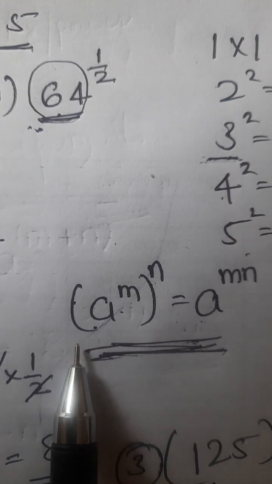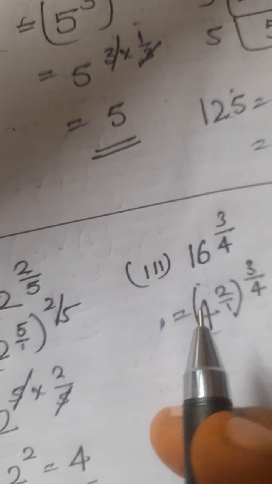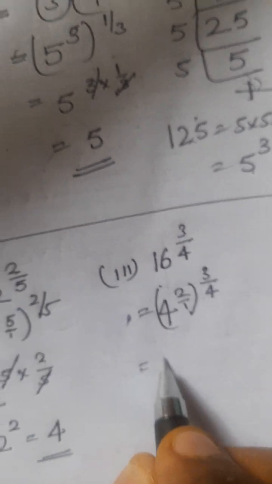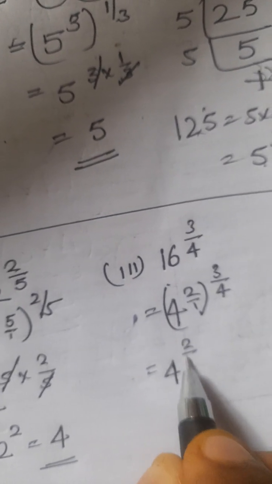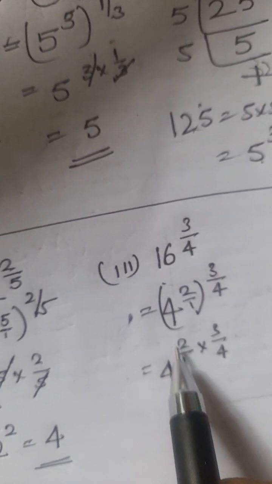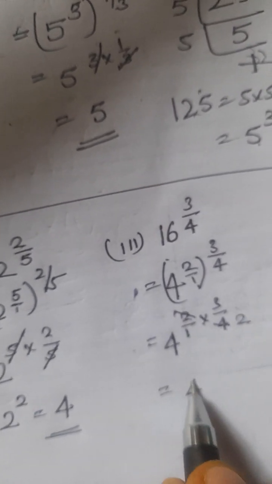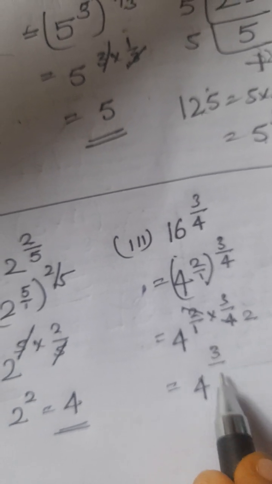Now, again using the same formula, a to the power m whole to the power n is equal to a to the power mn, I'm writing 4 to the power 2 by 1 into 3 by 4. So 2 ones are 2, 2 twos are... So this is equal to 4 to the power 3 by 2.